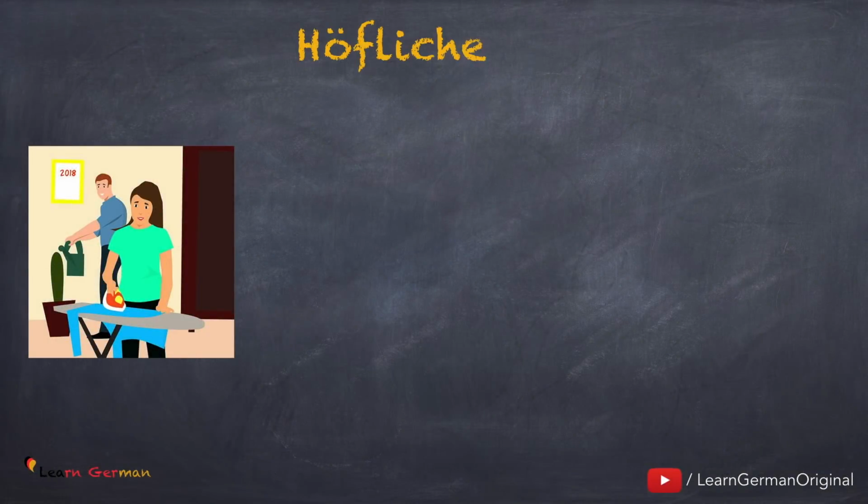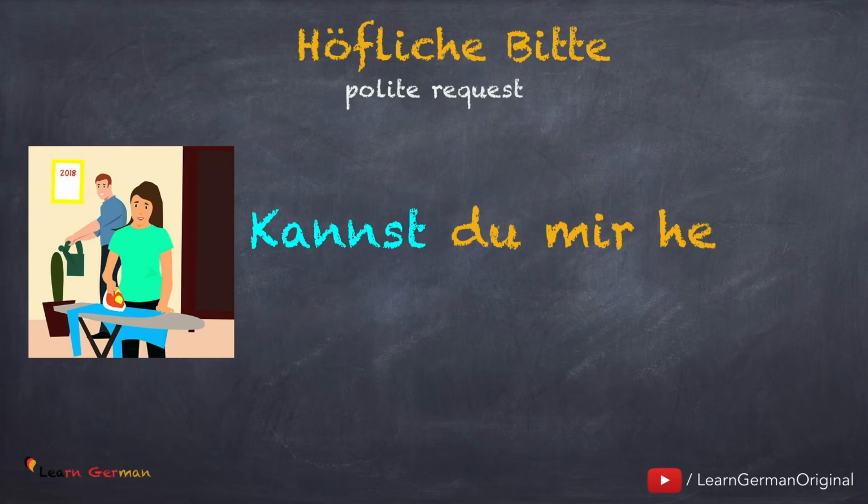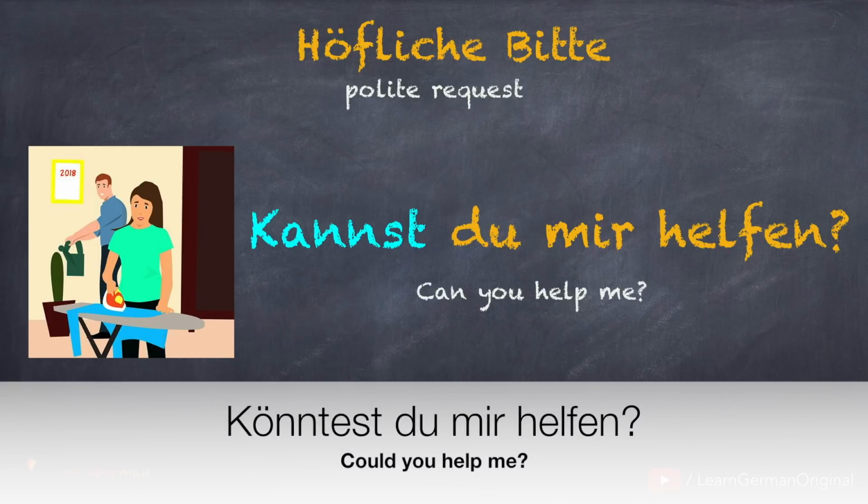Another common use of this modal verb is while making polite requests. Höfliche Bitte. For example, Kannst du mir helfen? Another very polite form of können is könnten. In this case, the question would be, Könntest du mir helfen?